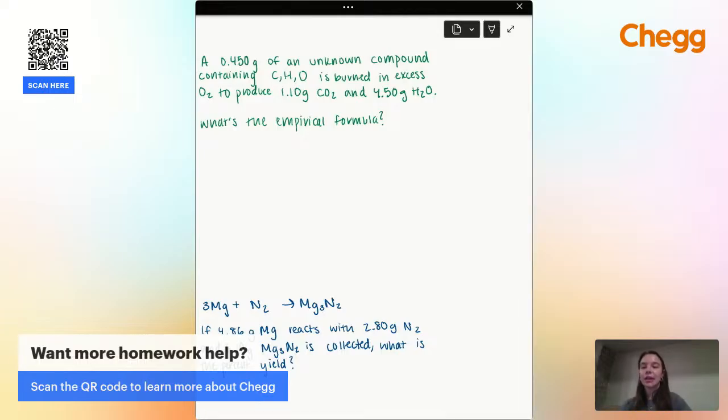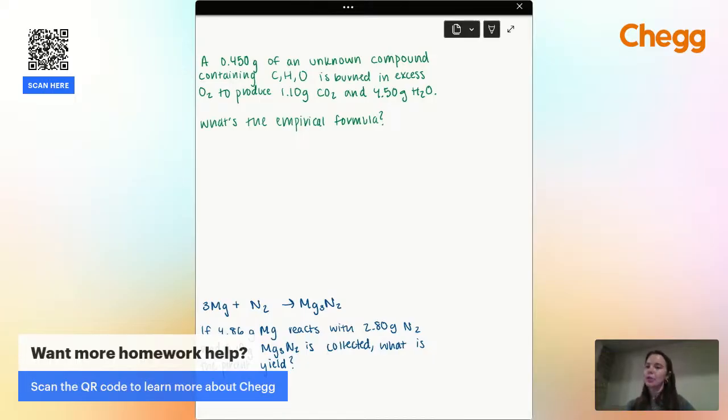So a 0.450 gram of an unknown compound containing carbon, hydrogen, and oxygen is burned in excess O2 to produce 1.10 grams of CO2 and 4.50 grams of H2O. What's the empirical formula? So this one, a little difficult, a little different. We've never done a problem like this before on the live stream, but I thought, what's a better way to start than tonight? When's a better time?